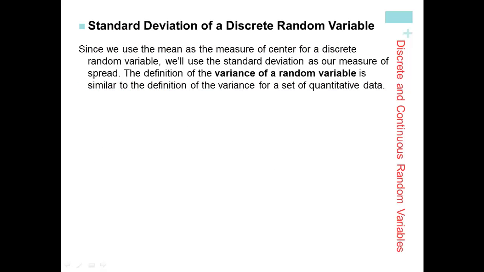First off, let's review what a discrete random variable is. If we can find all ways to list all possible outcomes for a random variable and assign a probability to each one, we have what's known as a discrete random variable. Since we use the mean as a measure of center for a discrete random variable, which we found in yesterday's lesson, we'll use the standard deviation as our measure for spread. The definition of variance of a random variable is similar to the definition of variance for a set of quantitative data that we did back in Chapter 1.